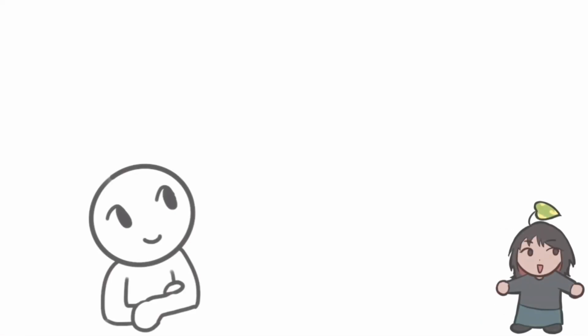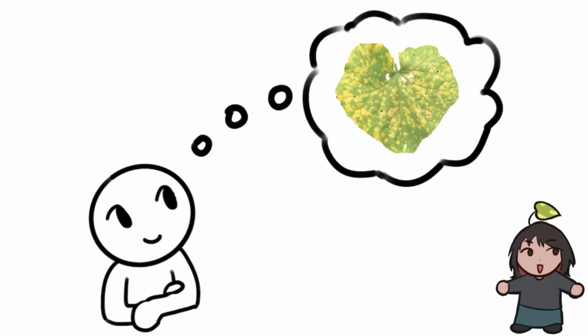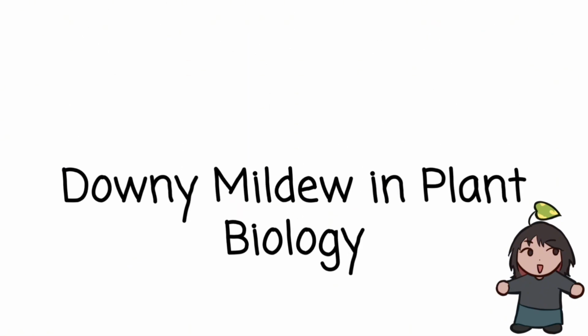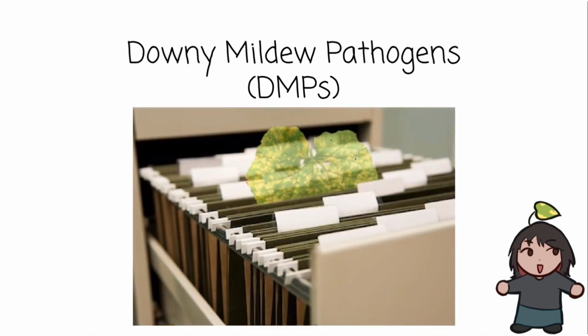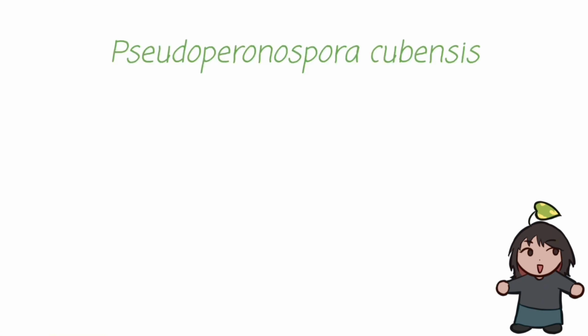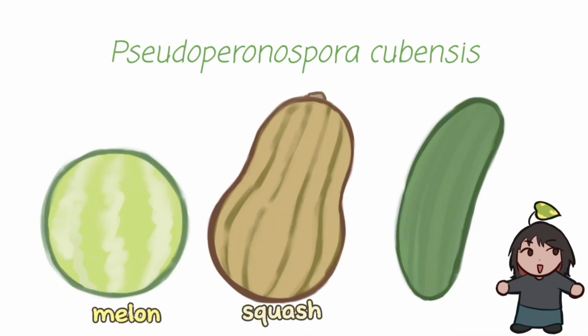Now that we have an idea of what downy mildew is and how it develops within various plant species, we can discuss the harmful effects of downy mildew within plant biology. Downy mildew pathogens, or DMPs, are usually categorized based on the species of plant that they infect. The most commonly seen form of this pathogen is Pseudoperonospora cubensis, which affects gourds, such as melon, squash, and cucumber.